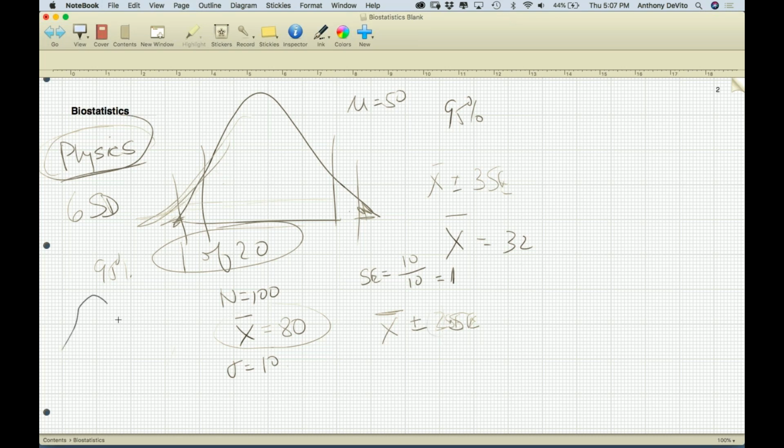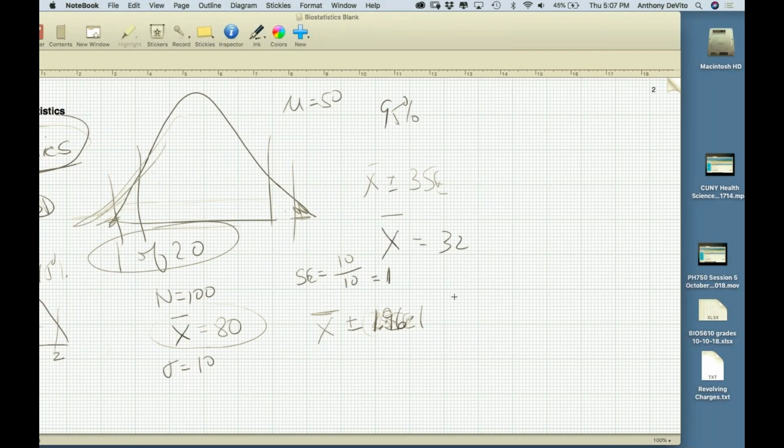Now, remember that 95% in our normal distribution from the empirical rule? Was it really exactly 2 standard deviations? That was an estimate, right? If you look up the Z table, it's really 1.96 standard deviations for 95%. So instead of adding and subtracting 2 times the standard error, I'm going to say 1.96 times the standard error, which turned out to be 1. So my 95% confidence interval is going to be 80 plus or minus 1 times 1.96, plus or minus 1.96, not 2.